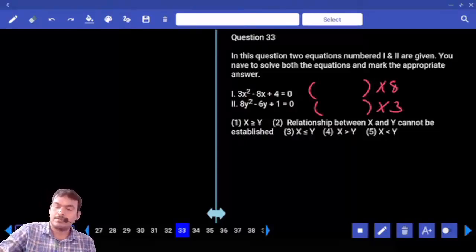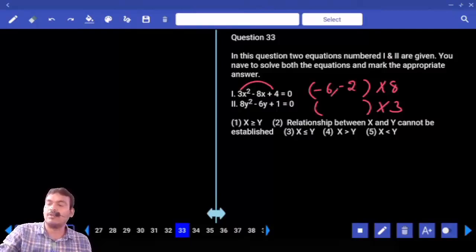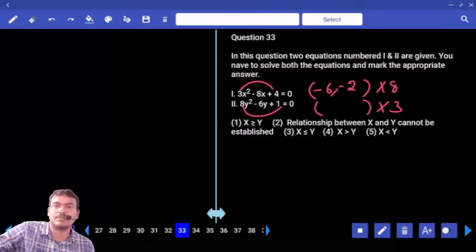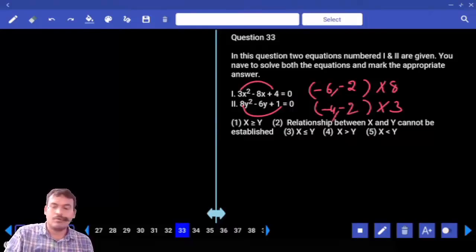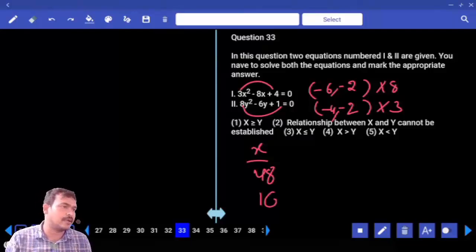Okay. First, 3 4 how much? 12. Product value 12, but sum value 8. Then we write minus 6, minus 2. Next, second one, 8 1 how much? 8. Product value 8, sum value 6. Minus 4, minus 2. What are the x final roots? 8 6 how much? 48. 2 8 16. X final roots are 48 and 16.